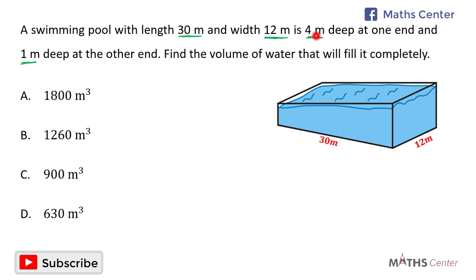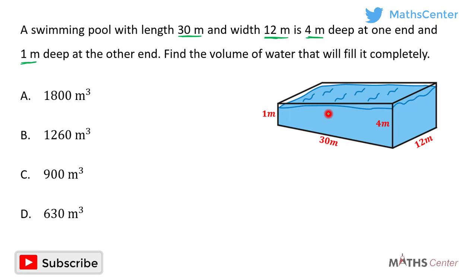It is 4 meters deep at one end. So the length from here to here is 4 meters. And it is 1 meter deep at the other end. So it means that from here to here is 1 meter. Now these are the dimensions of the swimming pool. The question wants us to find the volume of water that will fill the pool completely.